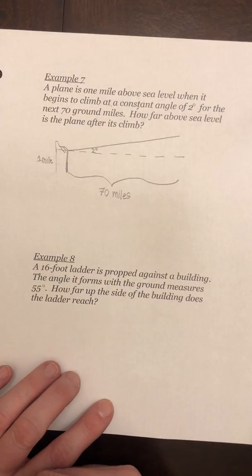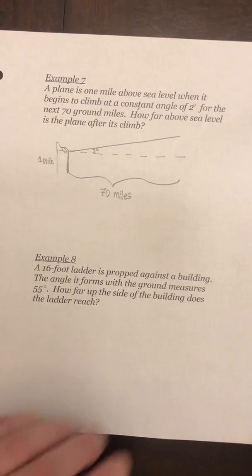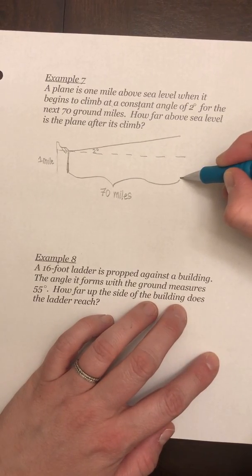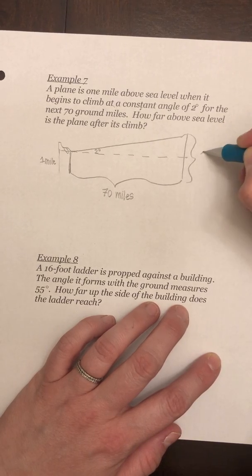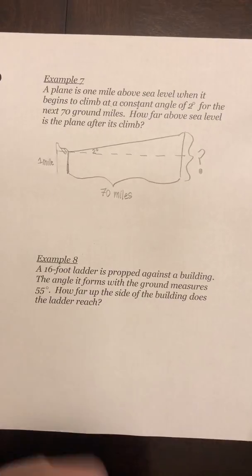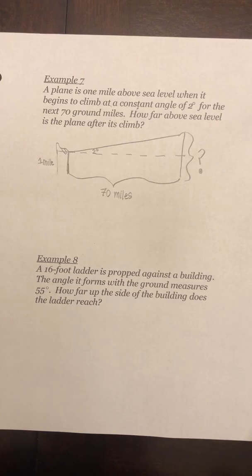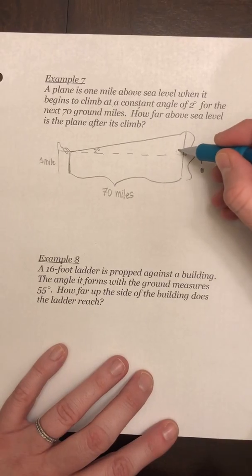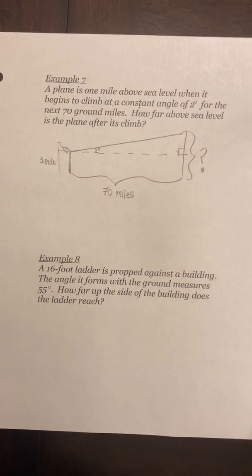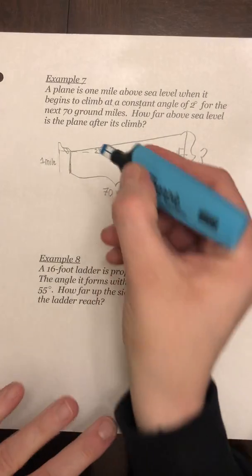Now the question says, how far above sea level, in other words, how high is this plane after its climb? So let's say its climb ends right here at that 70 ground miles. How high is it above the ground? That's what we want to find. Now what I want to encourage you to do is look at the picture that we've got, and obviously we will want to focus on finding a right triangle, which if you could see the right triangle, and I wish I had access to a highlighter. Let's see if I can find one real quick. I mean, I feel like you can probably see it, but just in case.